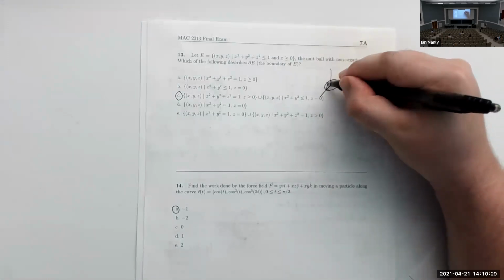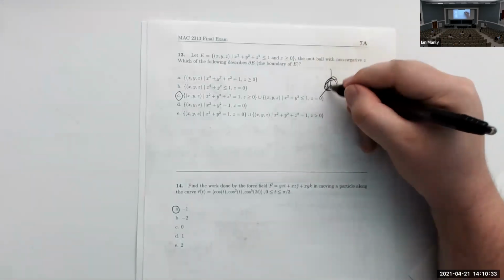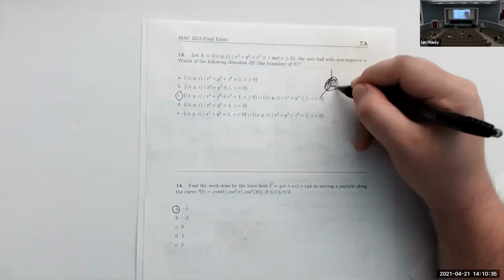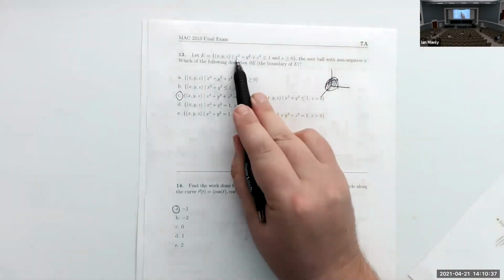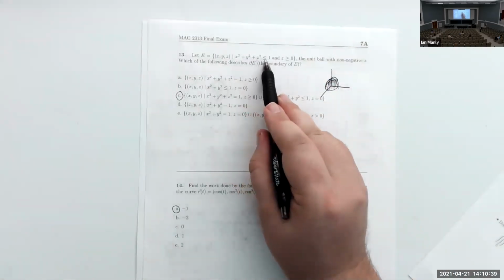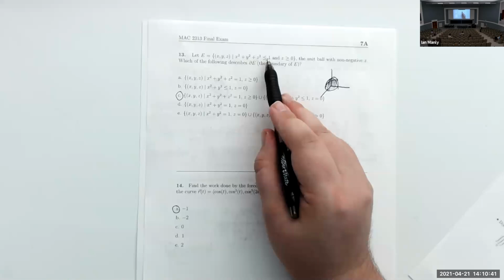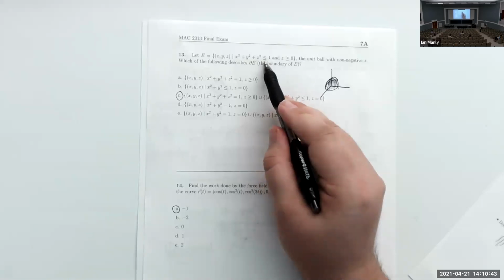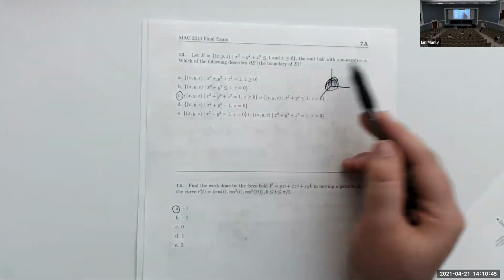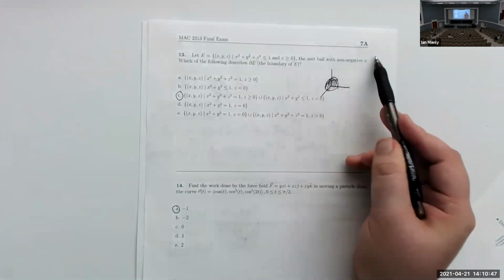So we have a circle in the XY plane. And it's going to be filled in. So it's going to include everything inside here because we have x squared plus y squared plus z squared less than or equal to 1 right here. Okay, so what do we have to do with this unit ball, or half of a unit ball?